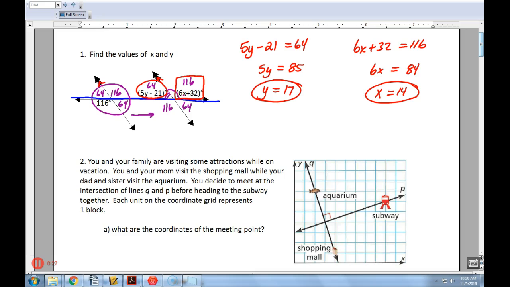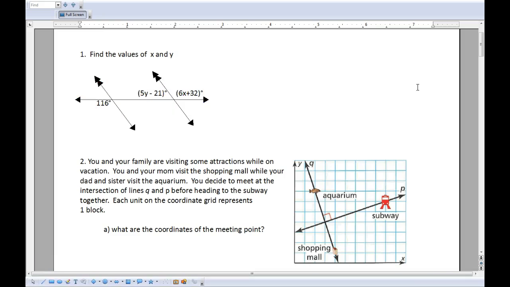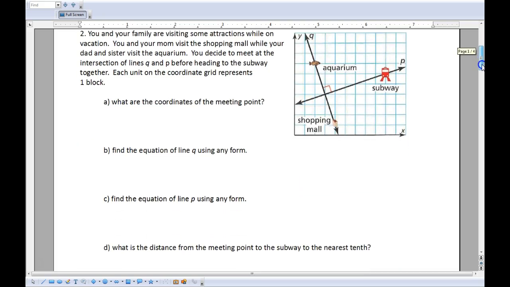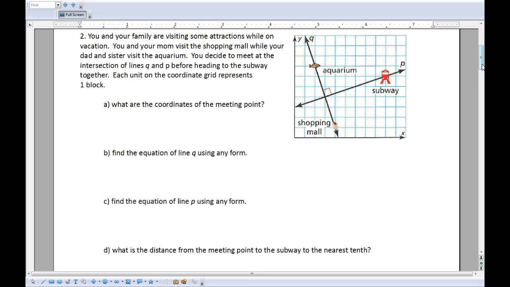All right, number 2 is kind of an application problem that I stole from another textbook. So let's take a look here. It says you and your family are visiting attractions while on vacation. You and your mom visit a shopping mall. So let's put some points on this grid so we know what we're talking about. This is just the coordinate plane, and we're going to put 0, 0 right here. We're only looking at quadrant 1. We're not looking at the other 4 quadrants.